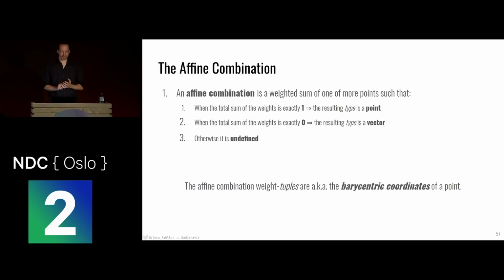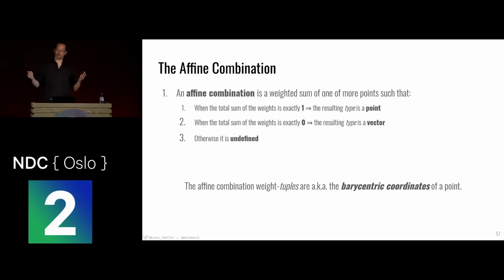I'm going to show an example in a minute. The second case is where the total sum of the weights is exactly 0, and the resulting type in that case is a vector. Otherwise, affine combinations are not defined for affine. It's basically not a valid operation.